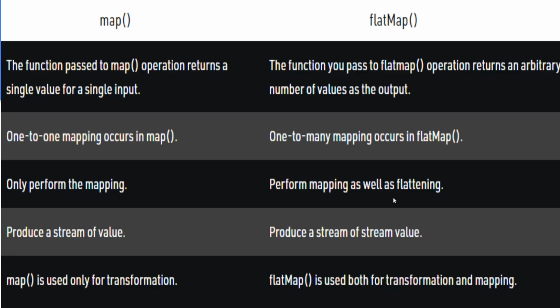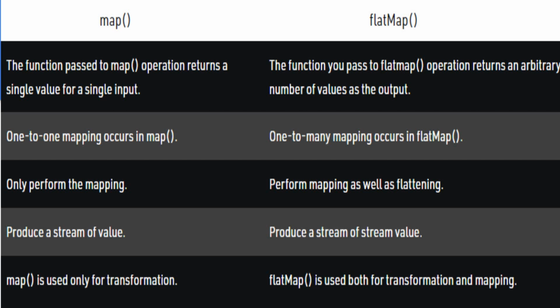Here are some differences between map and flatMap. In map, the function passed to the map operation returns a single value for a single input. In flatMap, the function you pass returns an arbitrary number of values as the output. In the case of map it is one-to-one mapping, and in the case of flatMap it is one-to-many mapping. Map performs only the mapping part, but flatMap is the combination of map as well as flattening.